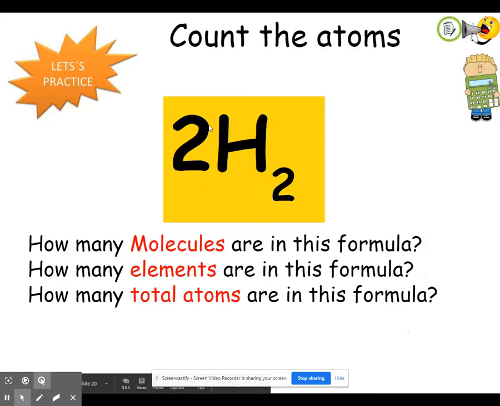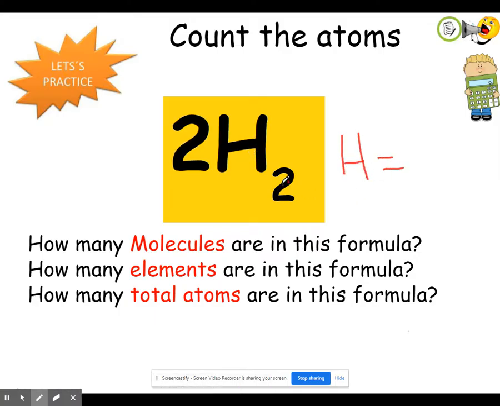So let's try this out. The first question says, how many molecules are in this formula? Well, the coefficient tells us that we have 2 molecules of this. So how many elements? Well, we've only got 1, and that is hydrogen. How many total atoms? Well, let's figure this out. How many subscripts? 2. What do I do with the coefficient? I multiply. So I actually have a total of 4 atoms of hydrogen.